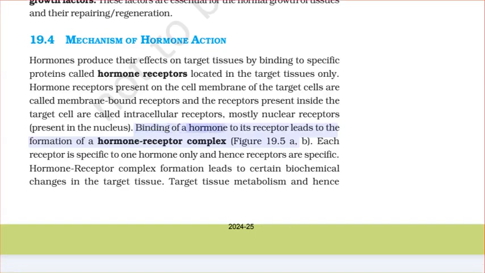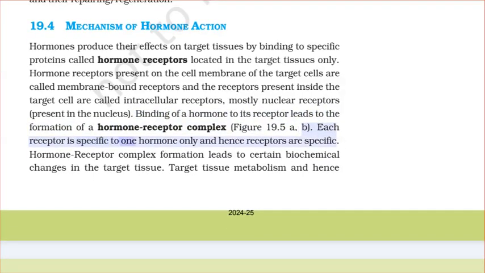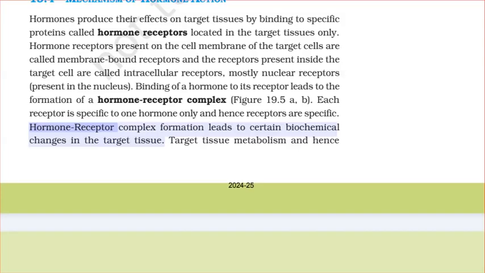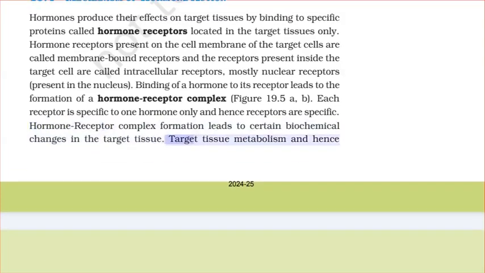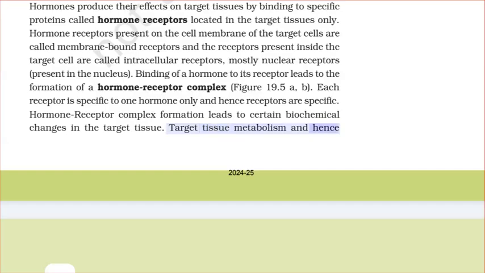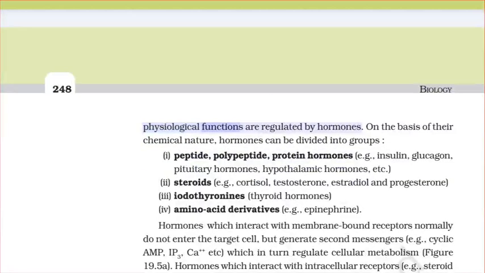Binding of a hormone to its receptor leads to the formation of a hormone-receptor complex. Each receptor is specific to one hormone only, and hence receptors are specific. Hormone-receptor complex formation leads to certain biochemical changes in the target tissue metabolism, and hence physiological functions are regulated by hormones. On the basis of their chemical nature, hormones can be divided into groups.